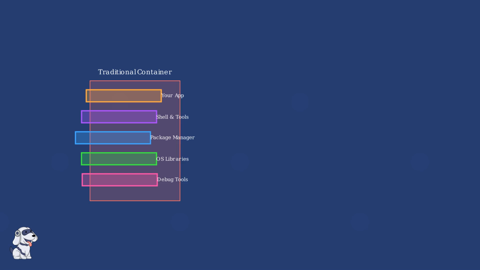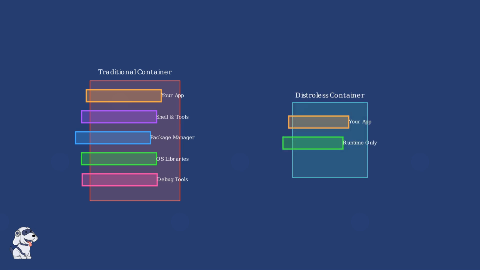A traditional container image includes the full operating system, shell, package managers, and debugging tools alongside your application. In contrast, a distroless container contains only your application and the minimal runtime dependencies needed to execute it. Everything else has been removed, creating a much leaner and more secure container.